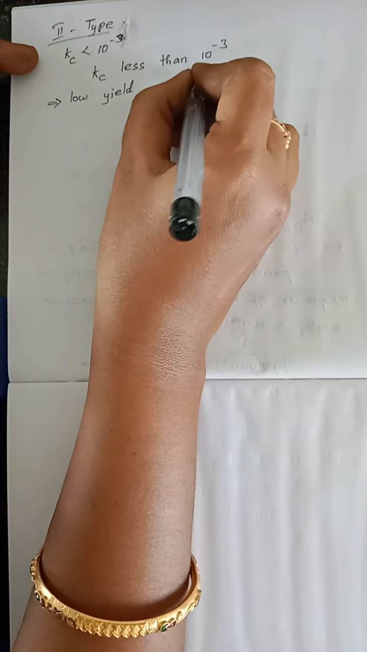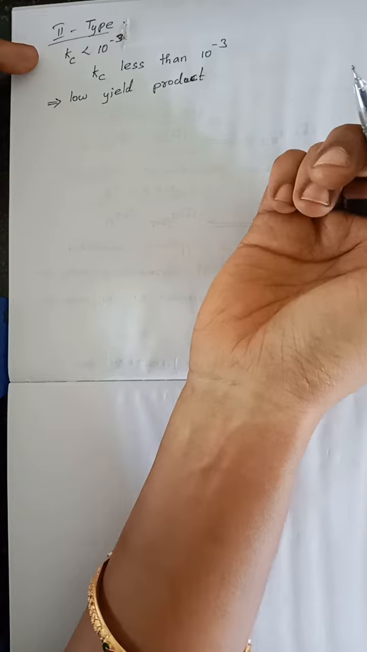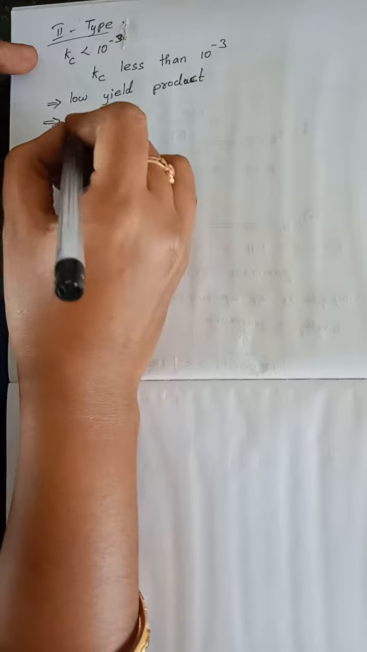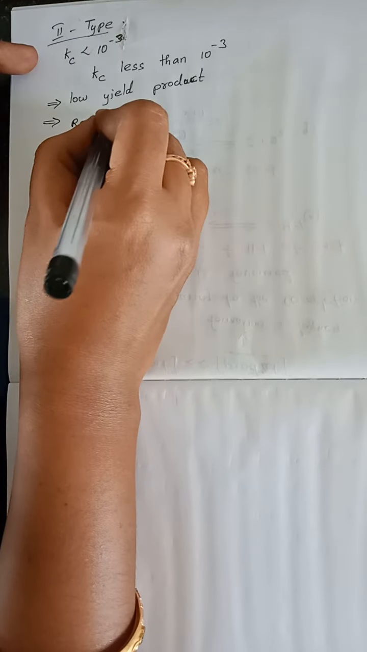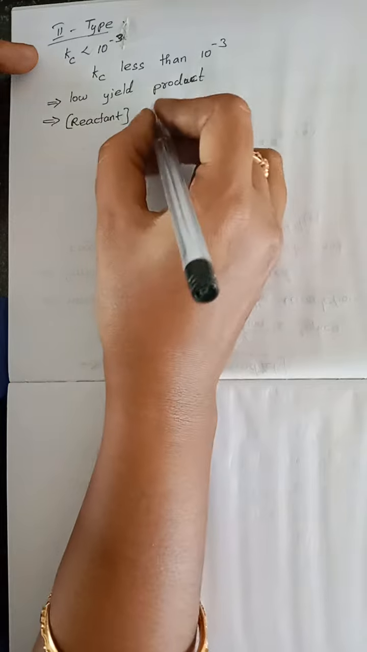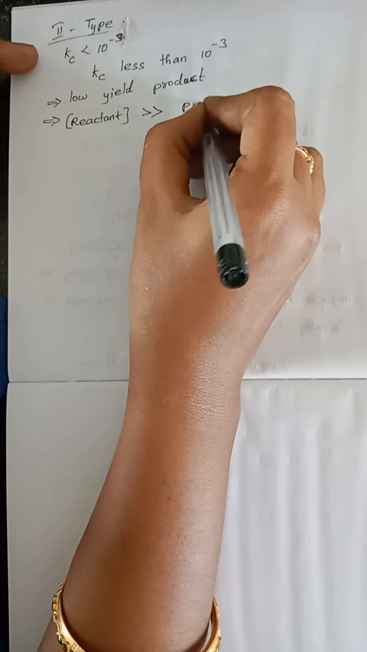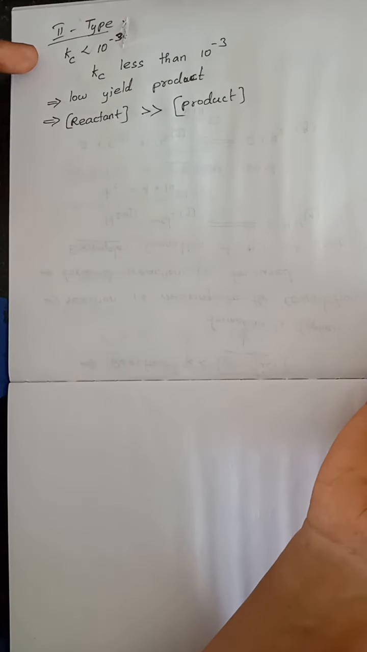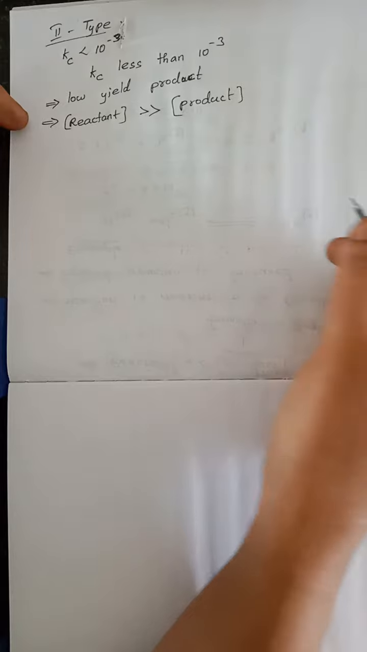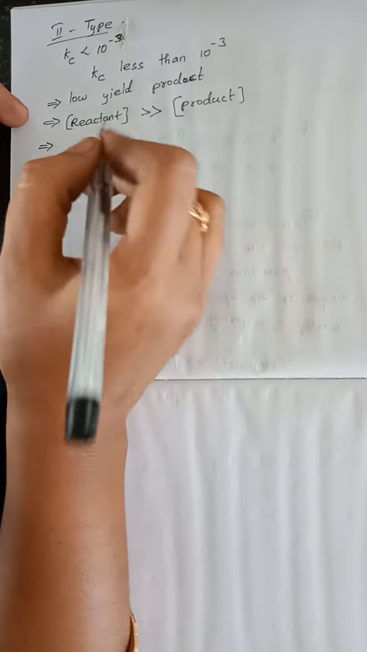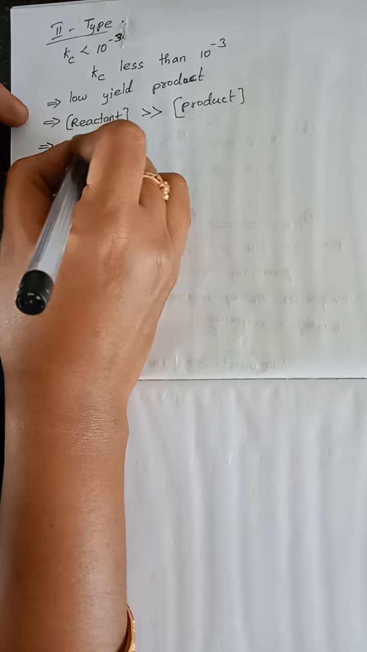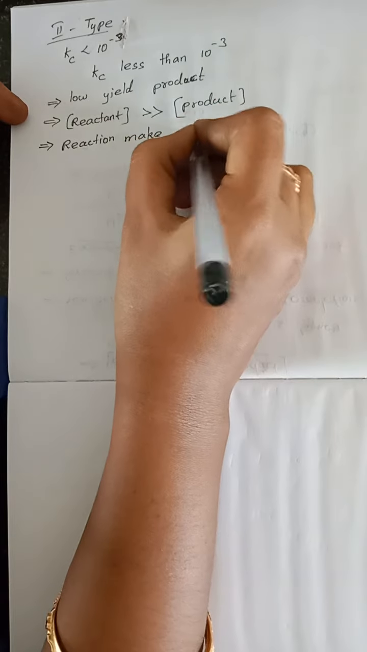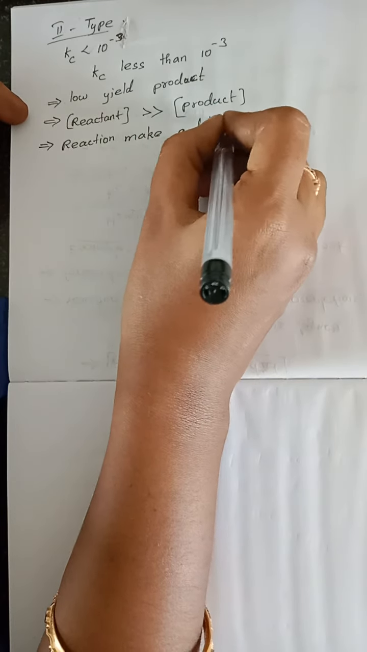Okay children, low yield product. Then the next point: the concentration of reactant is greater than the concentration of product. So this reaction makes a little progress. All of you write in your classwork note: makes a little progress.